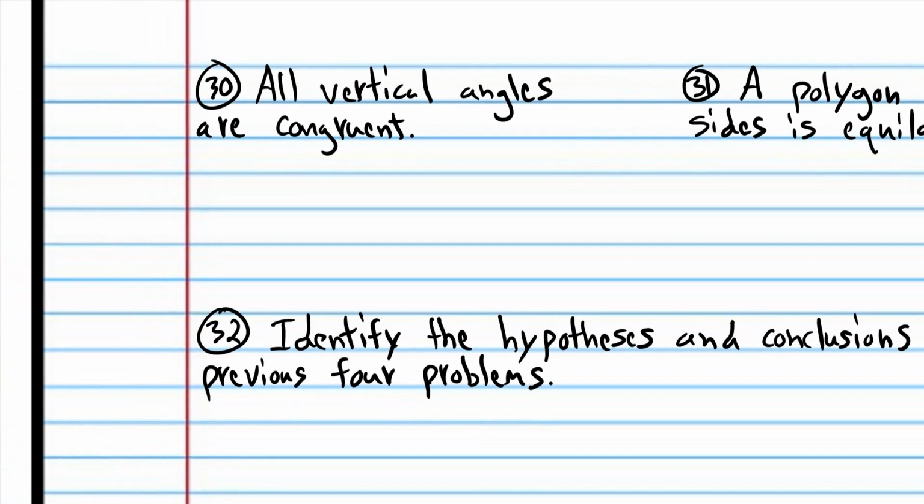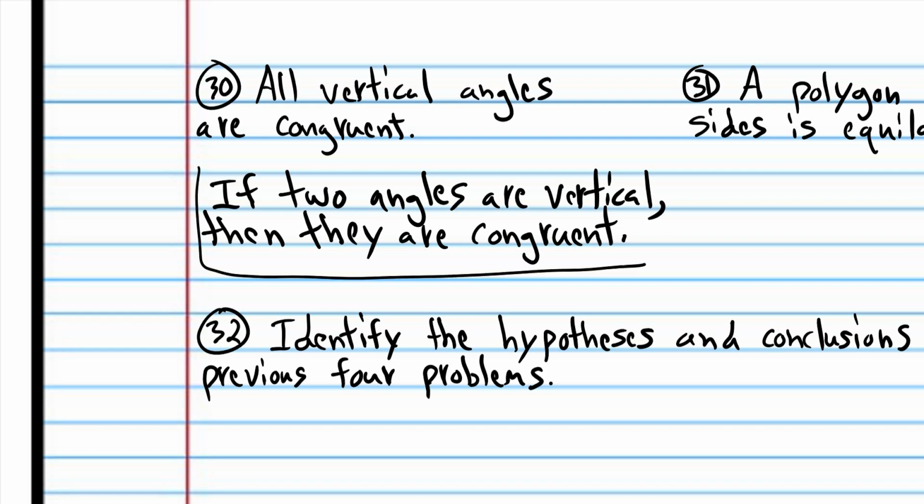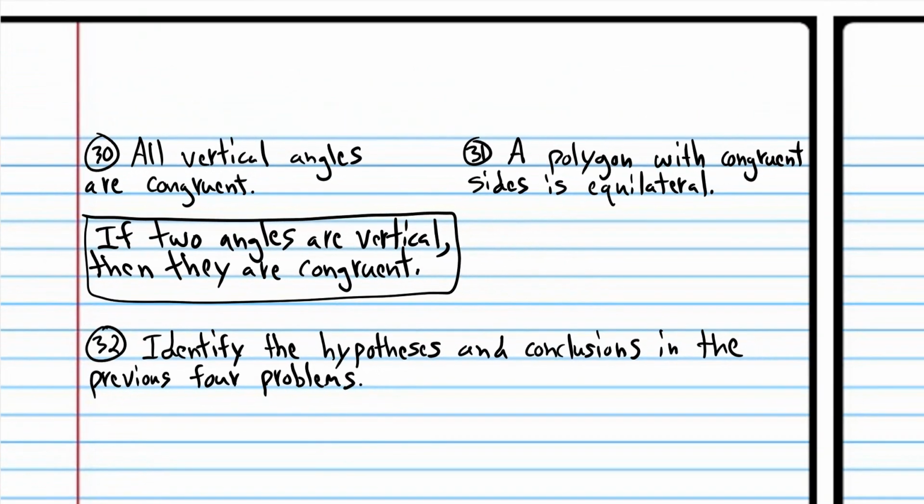All right, we're back. We learned about vertical angles in a previous class in this course. If two angles are vertical, then they are congruent. So if you got something like that, good job. Again, we're changing these statements to if-then form. All right, try number 31, and when you come back, we'll do it together.